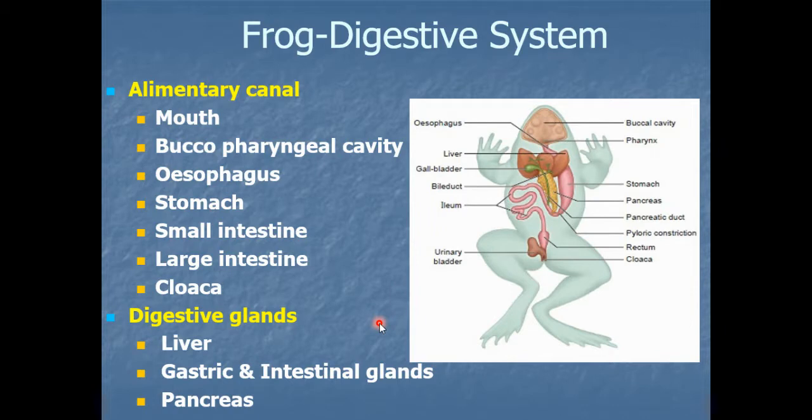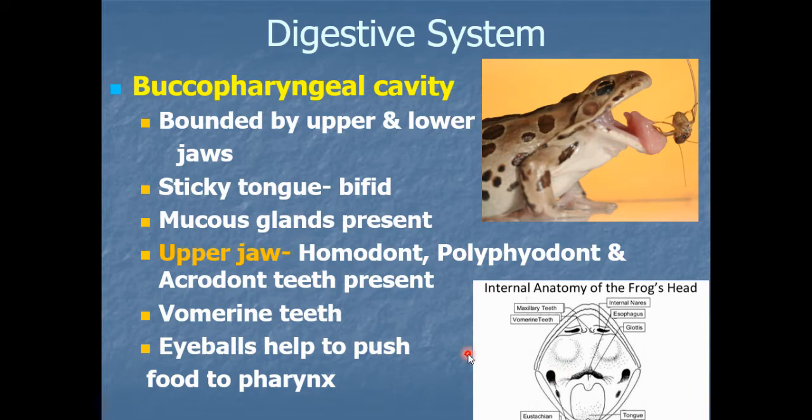Alimentary canal consists of mouth, then the buccopharyngeal cavity, esophagus, stomach, small intestine, large intestine, and the cloaca. Associated digestive glands are liver, pancreas, and the gastric and the intestinal glands. Now we'll see in detail.